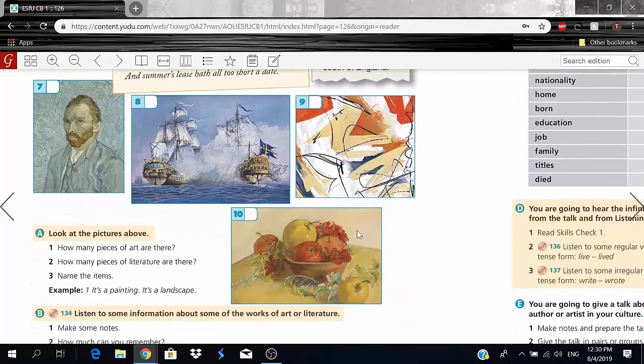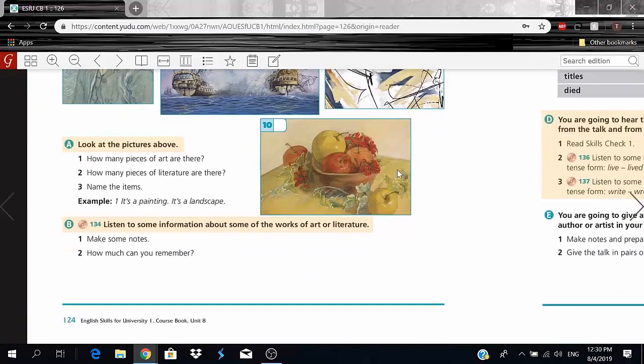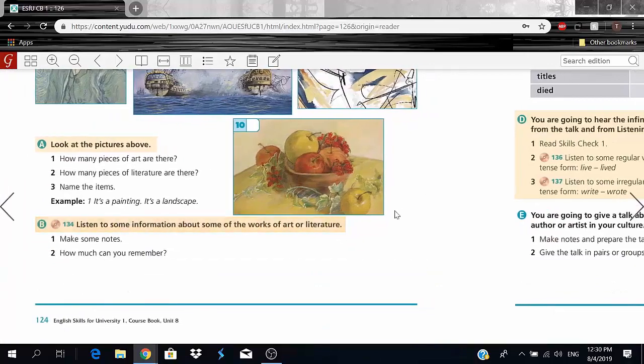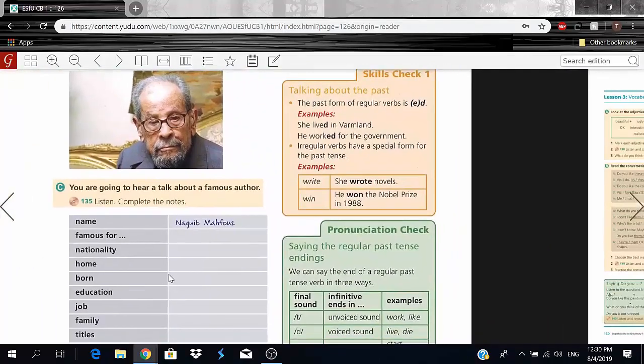And finally, Vincent van Gogh. Wow. We have 10 is just simply still life. Name of the painting, obviously. And this will also be art. Alright, so now let's move on here.